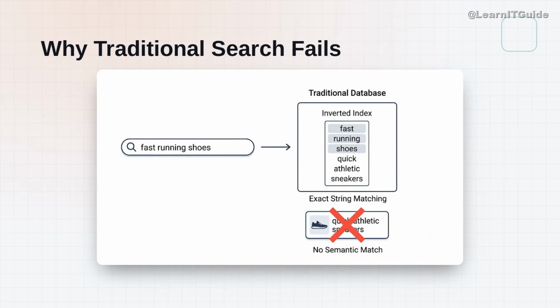So why does traditional search fail? Think about a user searching for fast-running shoes on your store. A standard database looks for the words fast, running, and shoes in your product descriptions. If you have a great pair of athletic sneakers listed as quick trainers, the database ignores them entirely. It lacks the context of human language. It is a literal matching machine, not a semantic understanding machine. And that is exactly why search performance on many platforms is stagnant.